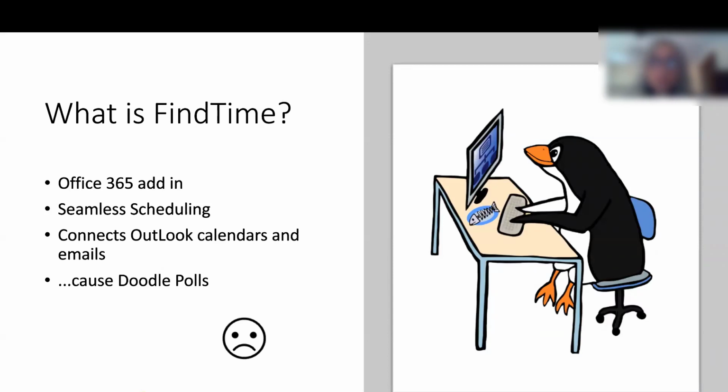It's an Office 365 add-in, so it's part of the Microsoft universe, so it connects very seamlessly to our system. It is seamless scheduling because it connects to both Outlook calendars and people's email. And like I said, Doodle polls, not my favorite thing, right? So we want to work smarter, not harder. We all do, and save our time and save all those extra emails in our email box.